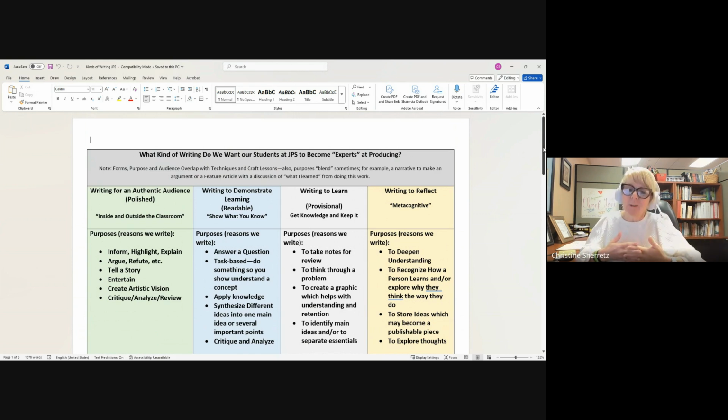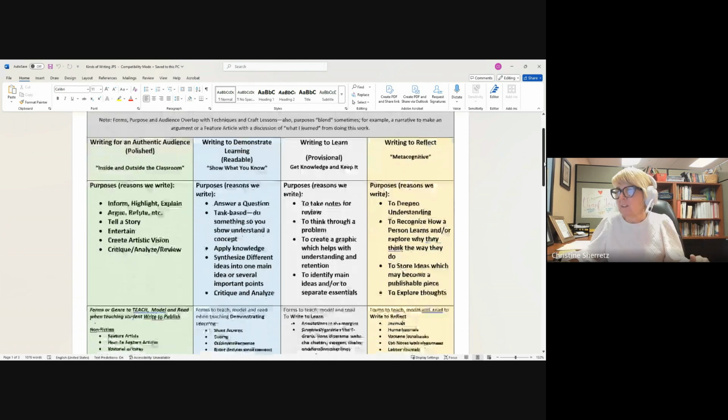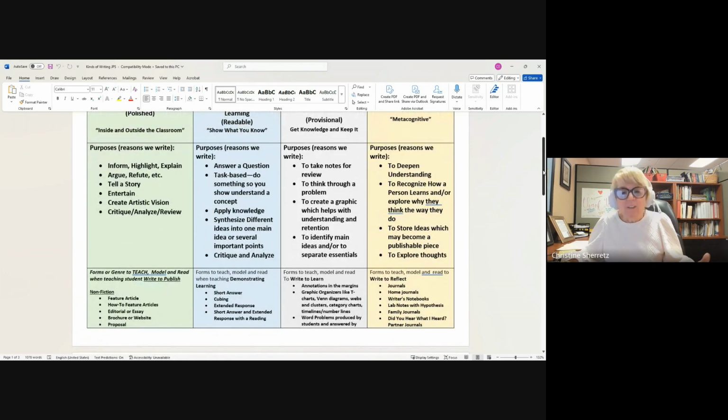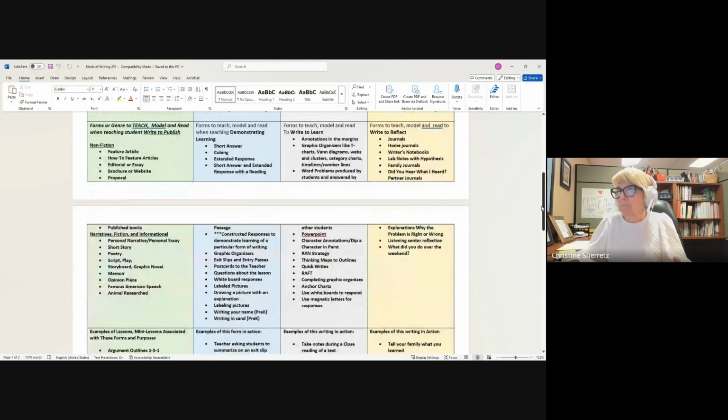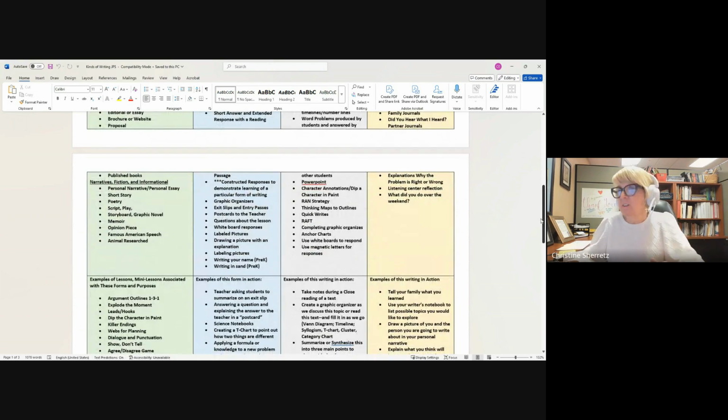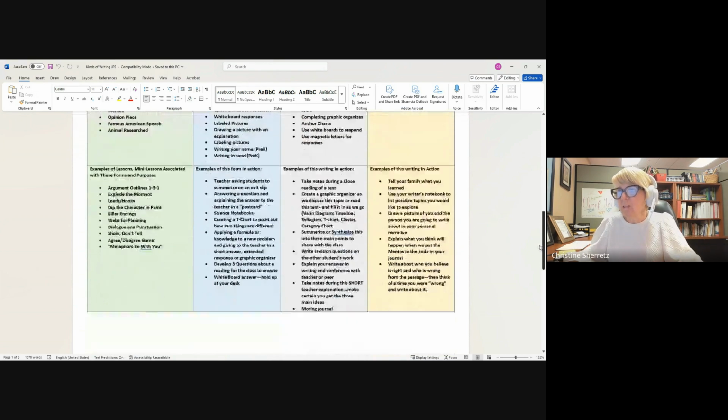The last type of writing to think about is writing to reflect. These are things to deepen our understanding, to store up ideas, to explore thoughts. So it's going to be journals. I know I do a prayer journal every day, a home journal, writer's notebooks. And again, the audience is a student. If you want me to, I can share this with you as examples.